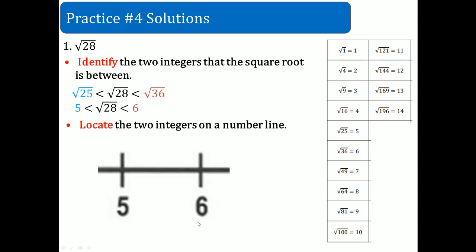You have 5 and 6. The square root of 25 goes right here because that becomes 5. The square root of 36 goes right here because it is 6. The square root of 28 exists somewhere right here. It's closer to the square root of 25, approximately right here. So we would say the square root of 28 is roughly 5.3. Exact number would be 5.29. There you go.